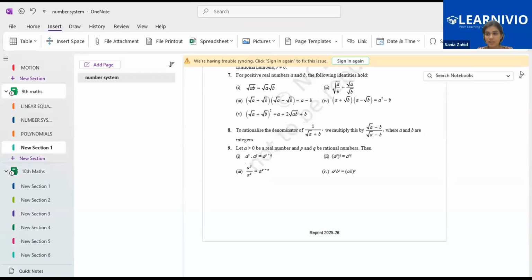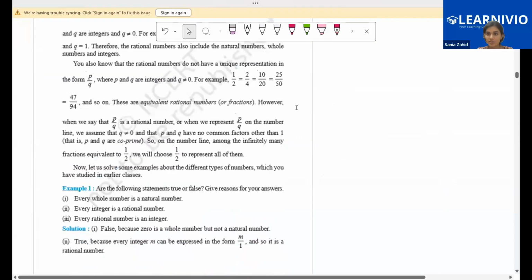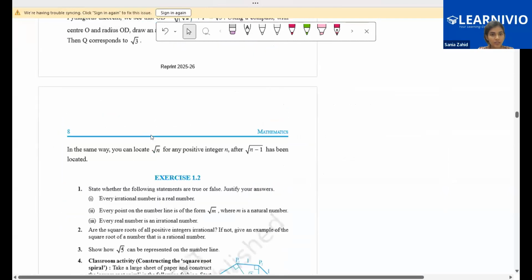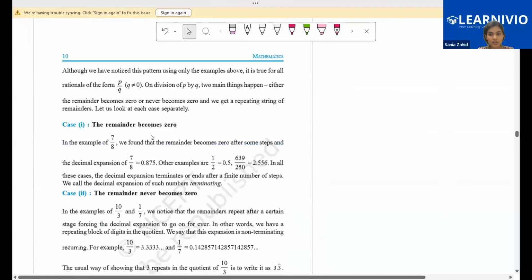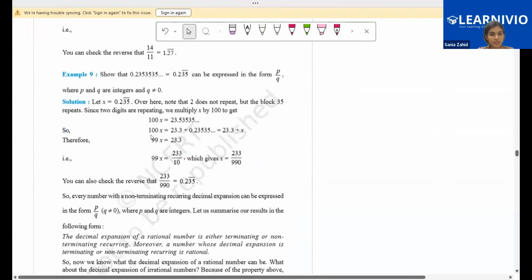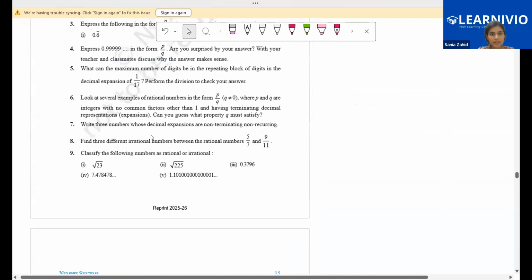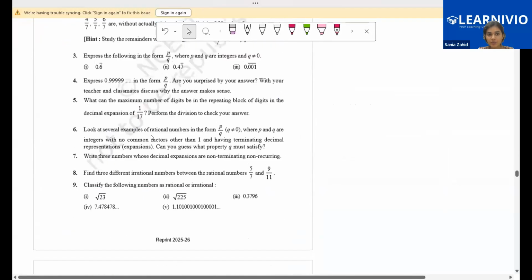So children, in today's class, we will start with rationalization. How to rationalize the denominator, right? We have already completed the number line and rational and irrational numbers. Any doubts up till exercise 1.3?